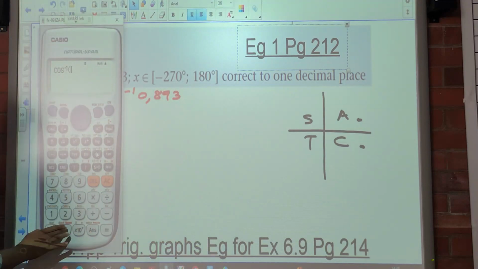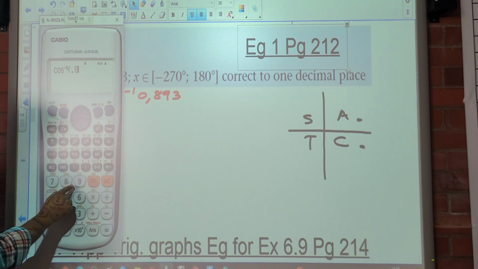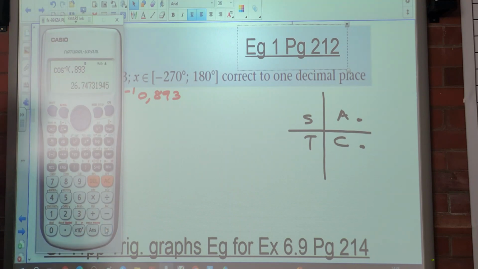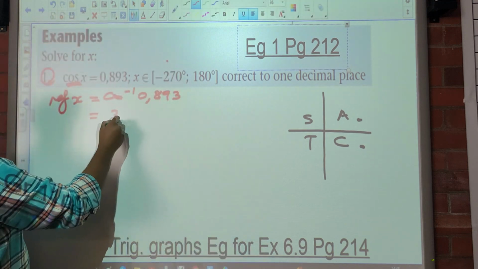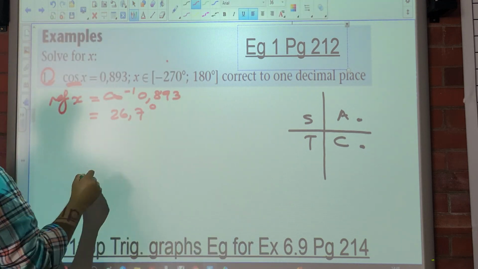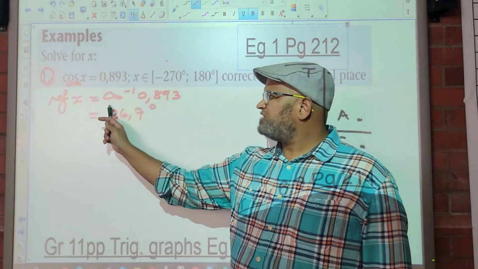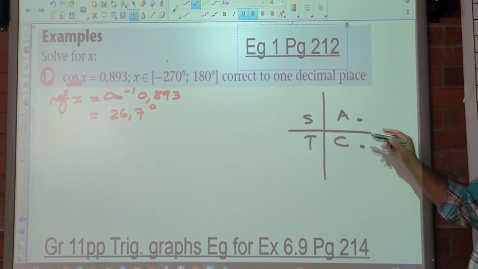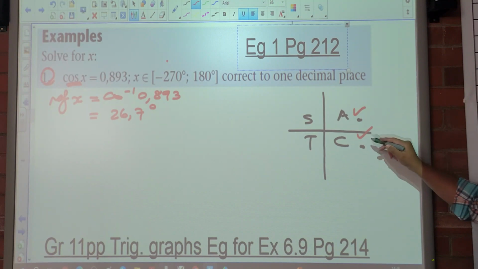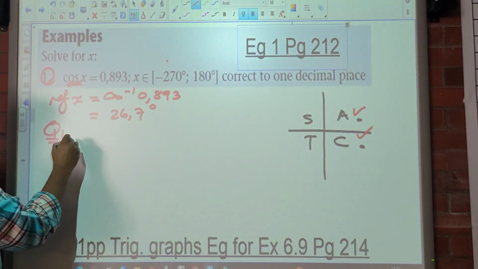Arc cos of 0,893 gives an angle of 26,7, and this is one decimal place. So it's 26,7 degrees. So which question comes to mind? In which quadrant is cos positive? Quadrants 1 and 4. So how do we get into quadrant 1? It's just going to be the angle.